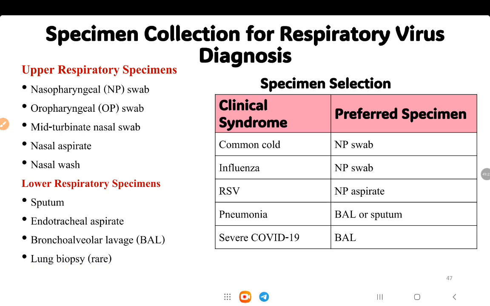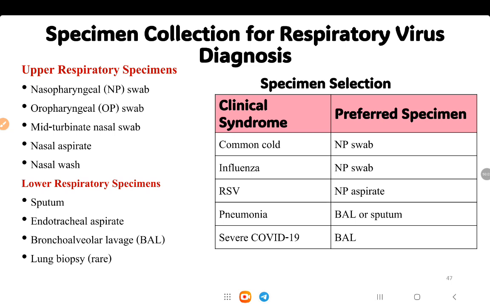The first step in the laboratory diagnosis is collecting the correct specimen. For upper respiratory infection or the common viruses, the best sample is a nasopharyngeal swab. If difficult, we can use other types of sample, such as an oropharyngeal swab, a mid-turbinate nasal swab, a nasal aspirate, or a nasal wash. For the upper respiratory tract. For the lower respiratory tract, we can collect samples like sputum, an endotracheal aspirate, a bronchoalveolar lavage, or a lung biopsy. In different clinical syndromes, we can use different types of samples.